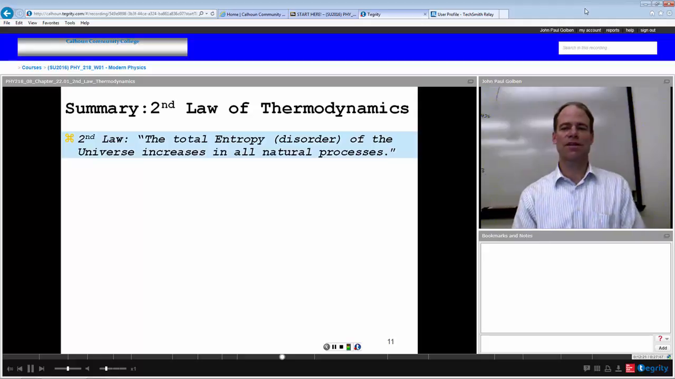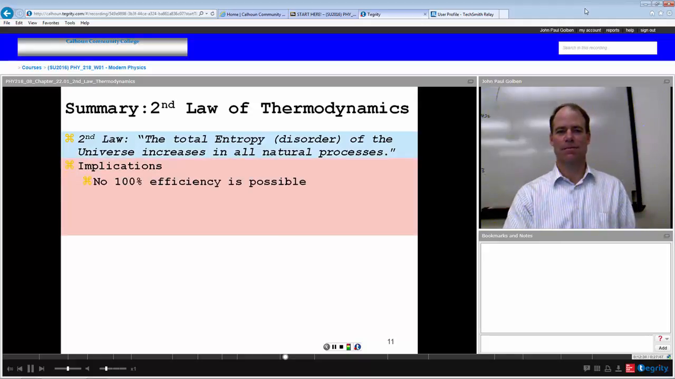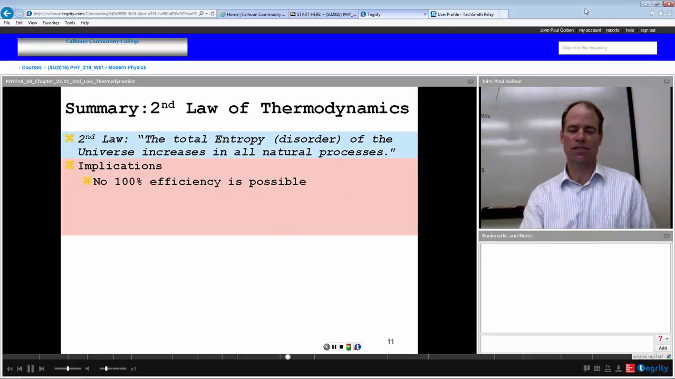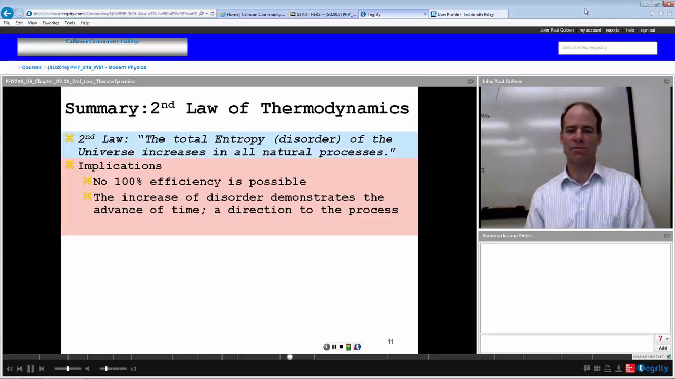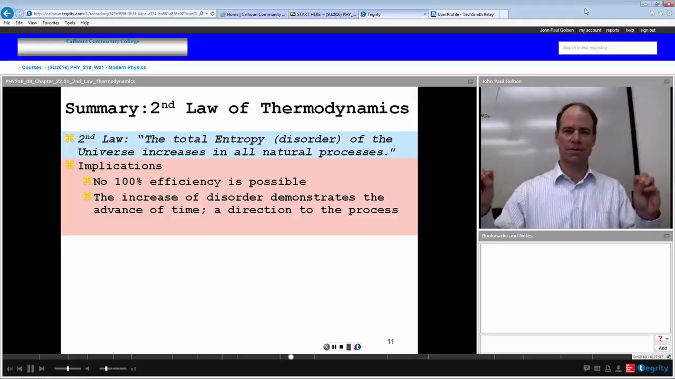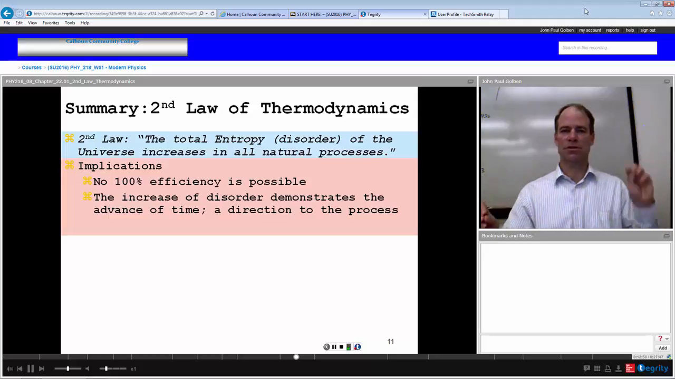So, summary of the second law of thermodynamics. The total entropy, disorder, of the universe will increase in all natural processes. Implications of this: there is no 100% efficiency possible. The increase of disorder demonstrates the advance of time, a direction to the process. So if you had 2 moments in time, you could measure the disorder at each moment, and whichever one has more disorder came at a later time, because that is the flow of the universe. So a process is going from less disorder to more disorder, and that is the progression of time as we know it.